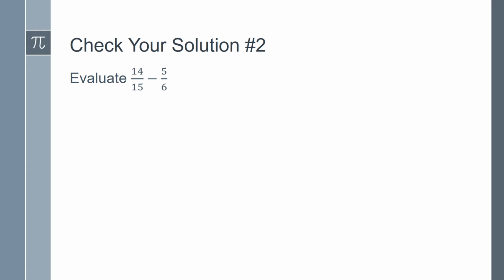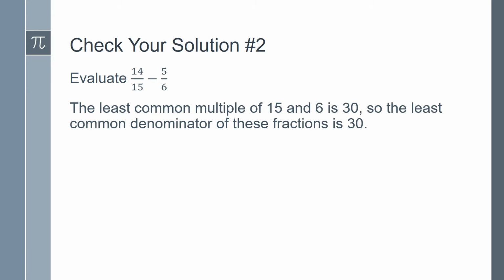Once again, the first step will be to find the least common denominator. Because the least common multiple of 15 and 6 is 30, the least common denominator of our two fractions will be 30. In order to change these fractions into 30ths, we need to multiply 14/15 by 2 in the numerator and 2 in the denominator. We need to multiply 5/6 by 5 in the numerator and 5 in the denominator.